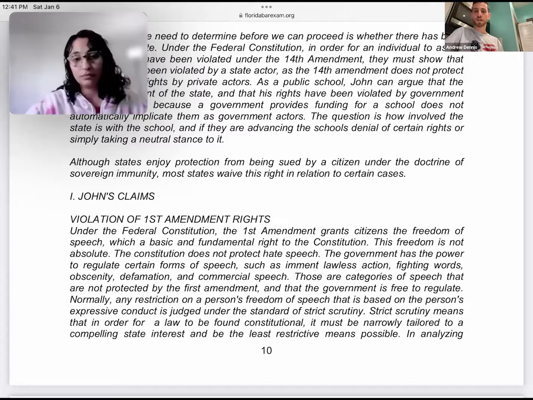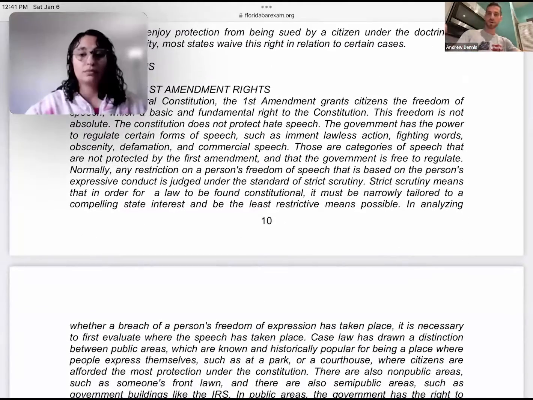The government has the power to regulate certain forms of speech, such as imminent lawless action, fighting words, obscenity, defamation, and commercial speech. Those are categories of speech that are not protected by the First Amendment and that the government is free to regulate. Normally, any restriction on a person's freedom of speech that is based on the person's expressive conduct is judged under the standard of strict scrutiny. Strict scrutiny means that in order for a law to be found constitutional, it must be narrowly tailored to a compelling state interest and be the least restrictive means possible. Very good.